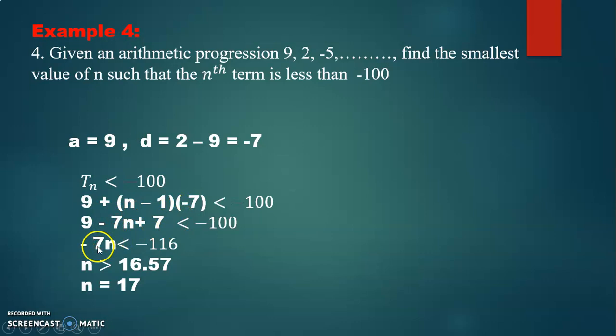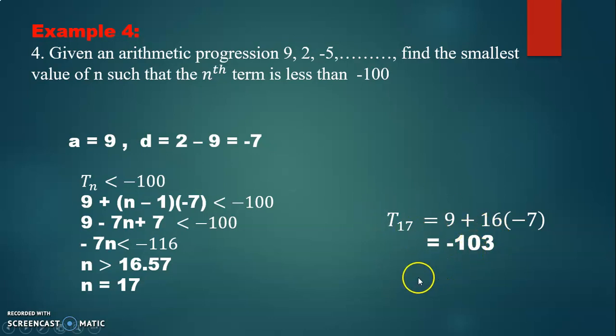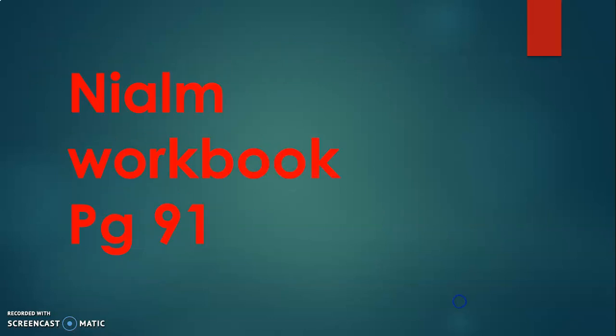小心的 solve. Again, you see negative and negative. When you divide by a negative number, you invert. 就变成大过 16 点多. So n has to be 17. 不是 16. You can check T17 是什么? Substitute the value. You get negative 103. 第一个 number less than negative 100 的就是这个第 17 个 term. Things like this. With what we have learned, 那个 nth term 是 a plus (n minus 1) d, we can solve many problems. Okay?